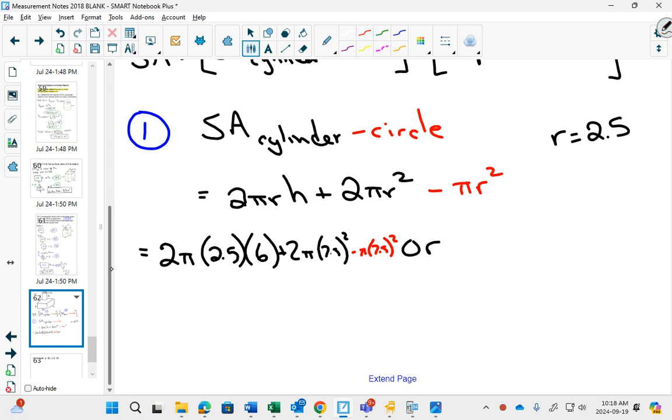Other students would go, hey, if I have two circles here, 2 pi r squared, and I subtract one circle, that would basically just leave me with one circle. So there are students that simplify this first. So we would have 2 pi, our r is 2.5, and then we subtract only one circle, which is pi 2.5 squared.